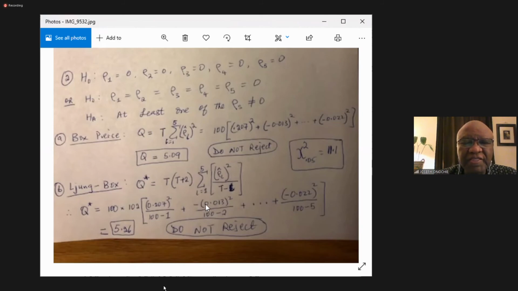So it should be negative 0.013, everything squared, divided by 100 minus 2, because this is for lag 2. And then you do it up to the 5th lag. This is the autocorrelation function at lag 5, negative 0.022. You square that and you divide it by the number of observations minus that lag, 5. So you do the multiplication, the squaring, the division, the addition, everything, you get 5.26.